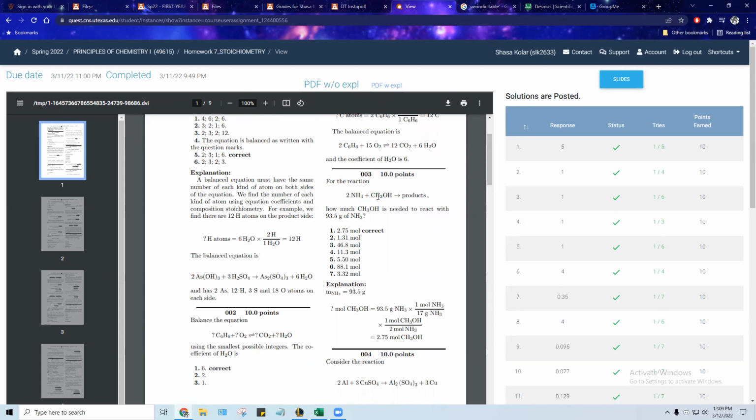And then number 3 is how much CH3OH is needed to react with 93.5 grams of NH3. So what we're going to do is we start with 93.5 grams of NH3.